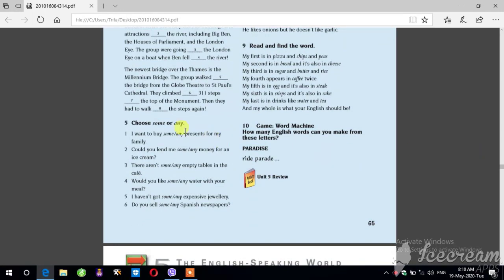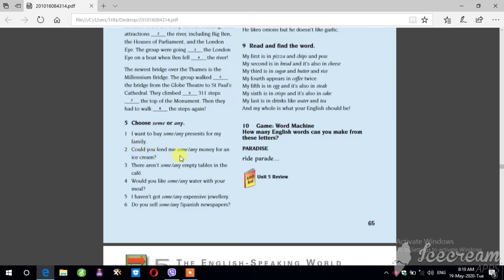And look at here. This is about some and any. You have to choose which one. I want to buy some or any presents. There is an S at the end of the word, so you have to choose what? I want to buy some presents for my family.